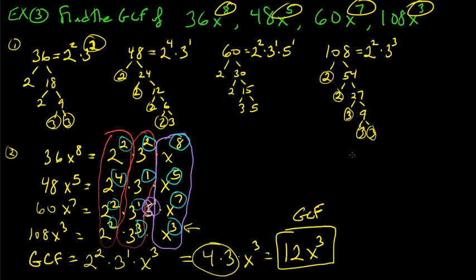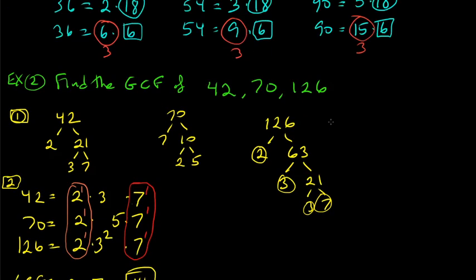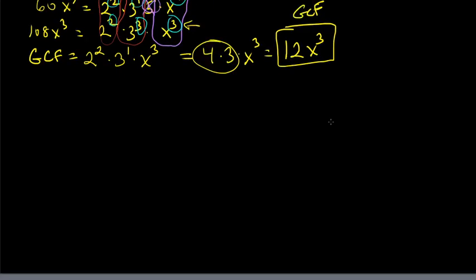We'll get to that in Chapter 7. When you use the biggest exponent, you're finding what's called the least common multiple. Right. So we're not doing that here. That'll be the next chapter. Okay. So now we know how to find the GCF. Now we have to factor out the GCF.